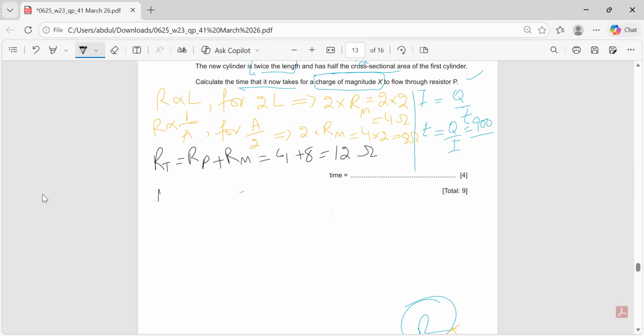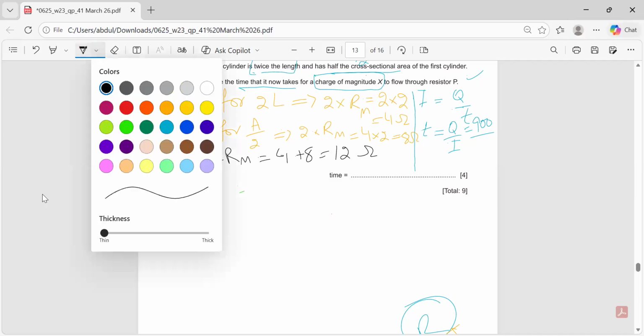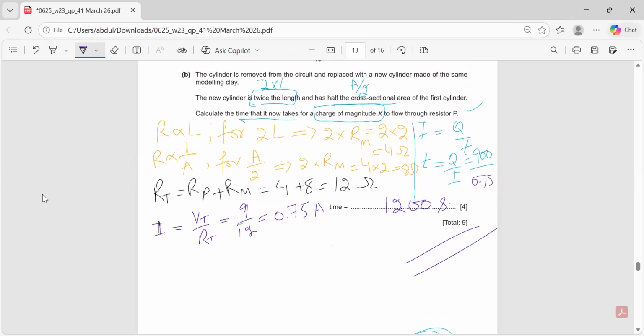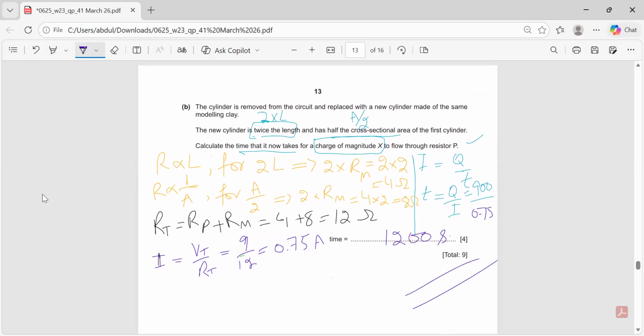Now, what will be I? I will be equal to V total over R total. So 9 over 12, that is 0.75 amperes. Now, when I'm placing here 0.75 amperes, I'm getting 1200 seconds as the answer. So this is the whole scenario to solve this question step by step.